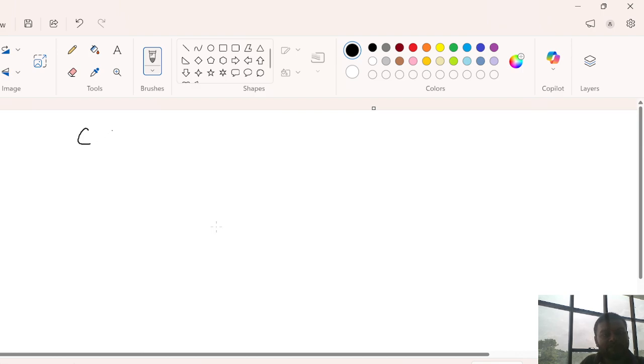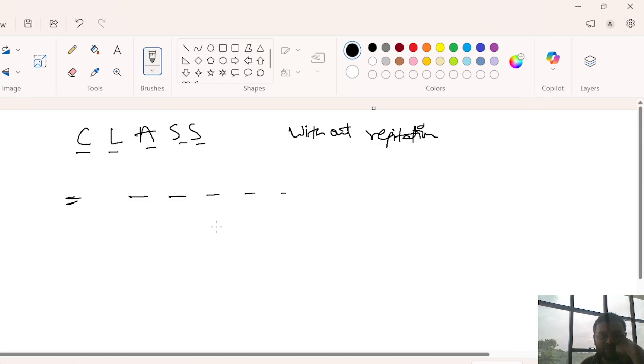Okay friends, let us see one more word, CLASS. We have the word CLASS now, and we would like to rearrange the letters of the word without repetition. We are not allowing repetition here. So, how many letters are there? One, two, three, four, five. Five letters are there, so take five blanks.